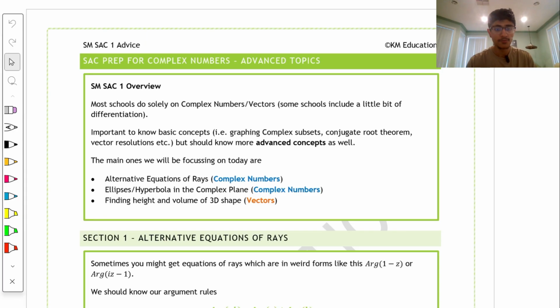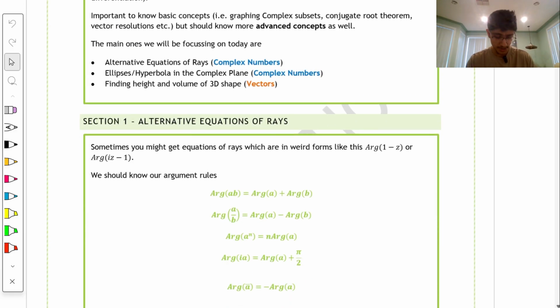So the main ones we'll be focusing on today are, first of all, alternative equations of the ray. Secondly, ellipses in the complex plane. And finally, finding the height and volume of three-dimensional shapes. So we'll start off with alternative equations of the ray. Sometimes you might get rays which are in weird forms like arg(1 - z) or arg(iz - 1). In that case, what we need to know is how to manipulate this so that we can convert it to our standard ray format.